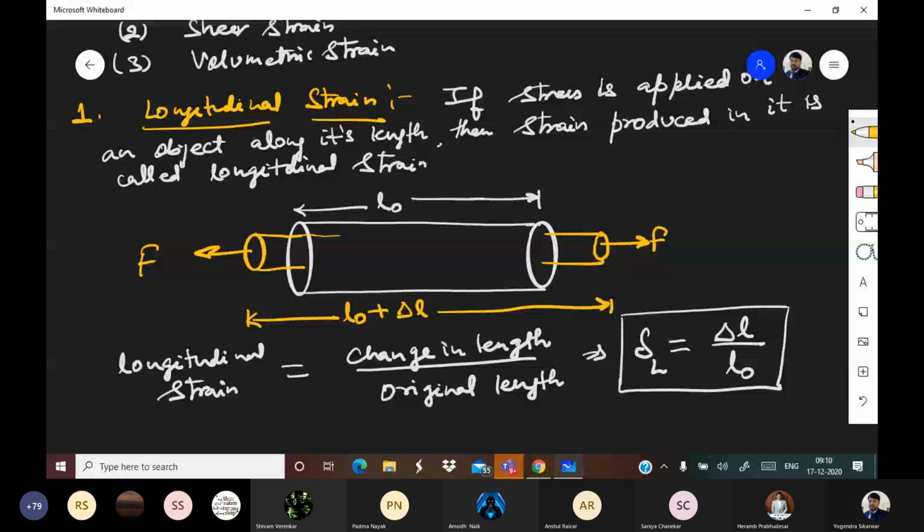Basically it is cause and effect. When you are exerting stress on any object, that object's shape will get deformed. All right. So that deformation is basically caused due to stress. Deformation is caused due to stress, right?